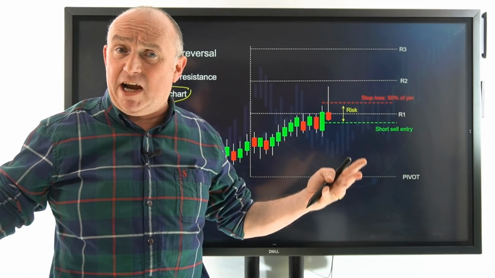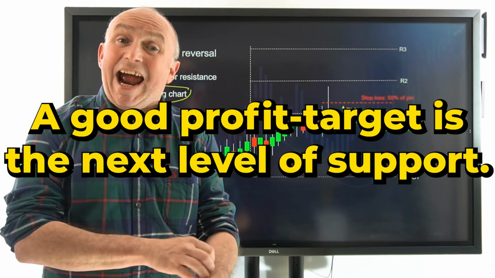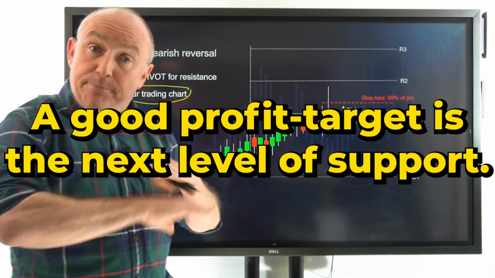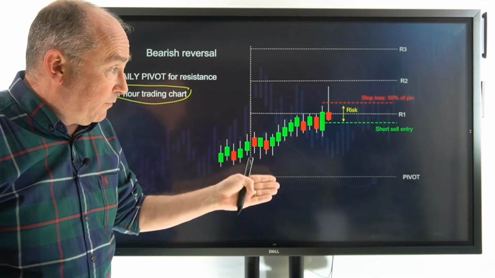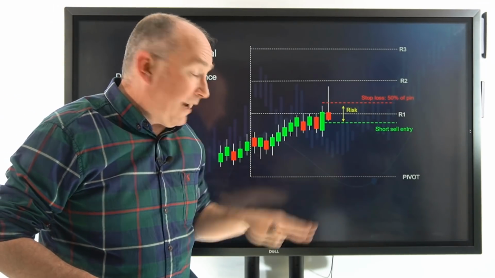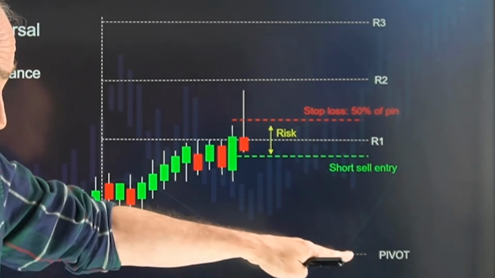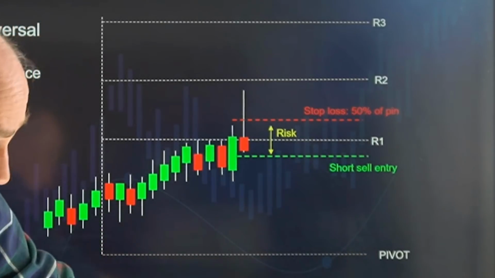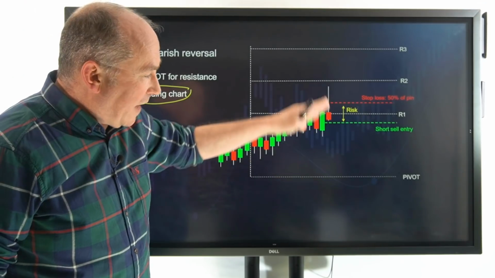No point entering a trade if you don't know where you're going to get out. Normally you get out of the reversal at the next level of support, in this case because it is a bearish reversal. So the next level of support could be back down at the next pivot point, or indeed if you've gone down and entered the pivot point, it would be S1 or S2, S3 and so forth. But go and watch the videos on pivot points. So that's where your next level will be.